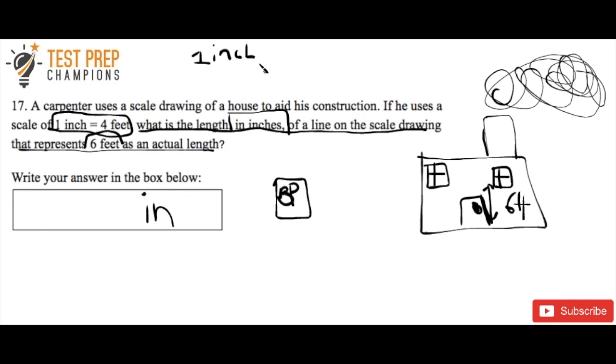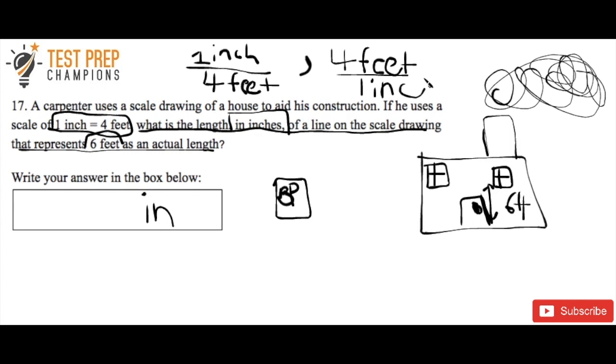We know that 1 inch is equal to 4 feet, so we can write it like this: 1 inch over 4 feet. Or we could write it the other way, like 4 feet over 1 inch. It doesn't really matter. There are 2 different ways that we could write out our conversion factor here. And we have to start with what we're given here. So we know that we're given this 6-foot line, the 6 feet of the line. So we have to start with that. So we've got 6 feet.